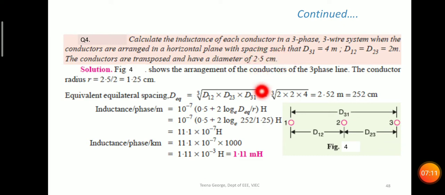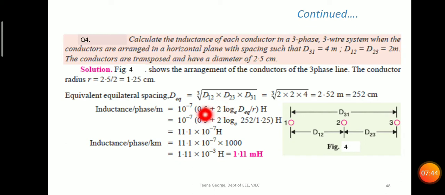Here also transposed three-phase conductors are given, but placed in a horizontal plane with distances D12 equal to D23 equal to 2 meter and D31 equal to 4 meter. So D equivalent is cube root of 2 into 2 into 4, that is 2.52 meter, 252 centimeter.